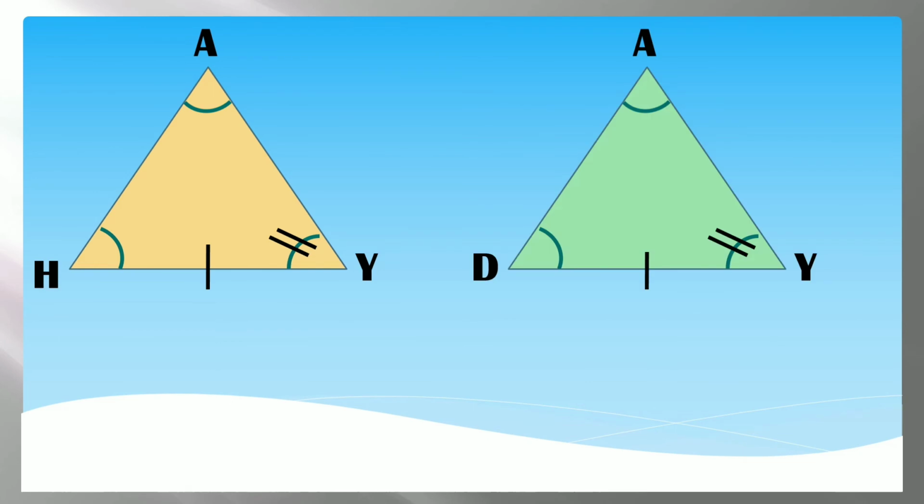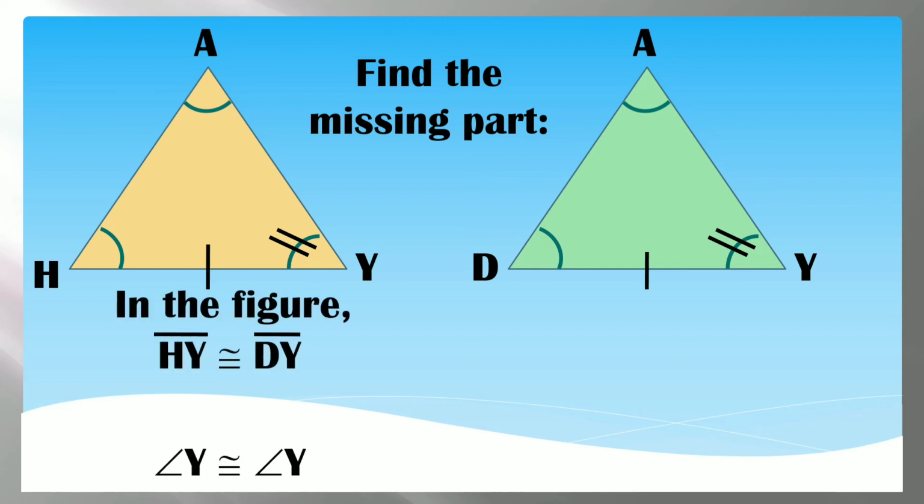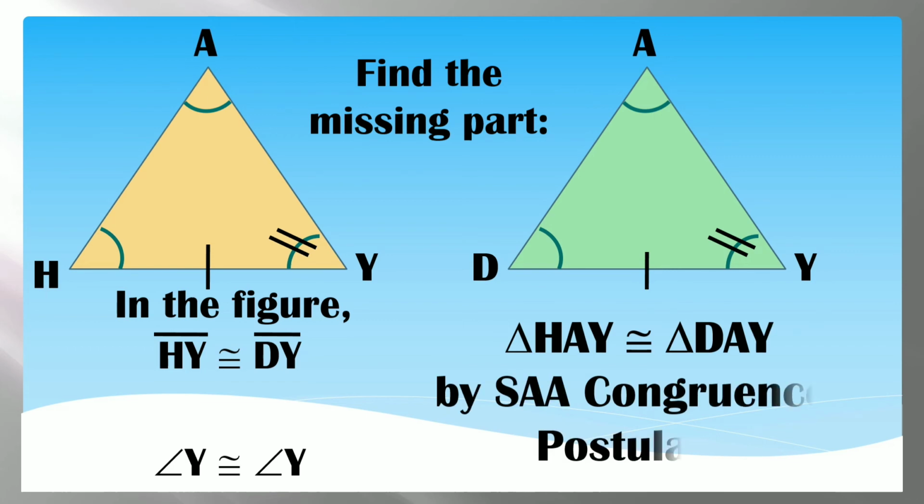Yan. So, we have triangle HAY and triangle DAY. So, meron tayong markings na nakikita. So, let's find the missing part. Ano kayang nawawala? Meron tayong isang side at isang angle in both triangles. So, in the figure, segment HY is congruent to segment DY, and angle Y is congruent to angle Y. Then, triangle HAY is congruent to triangle DAY by SAA congruence postulate. So, meron tayong side, meron tayong angle. So, ano kaya ang nawawala? So, side, then angle.